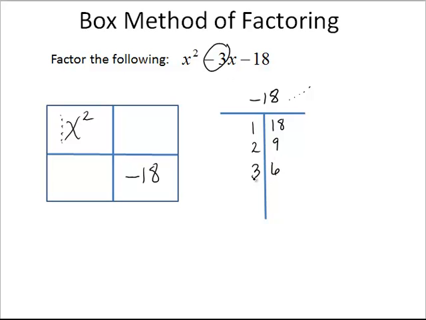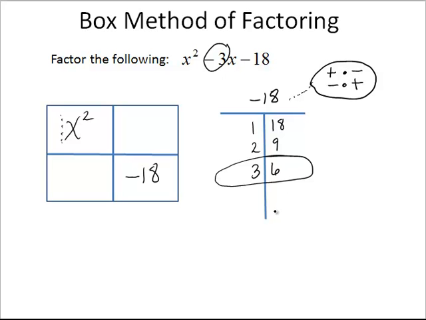Now let's think about this for a minute. Which is the only set that will give us a difference of 3? Because this is a negative here, we'll probably need to subtract somehow. So which is the only combination that will give us a difference of 3? Well, you probably guessed correctly: the 3 and the 6. Going back to our little thinking bubble here, the only way to get a negative is if we had a positive times a negative, or a negative times a positive. So we're going to need to subtract these numbers.